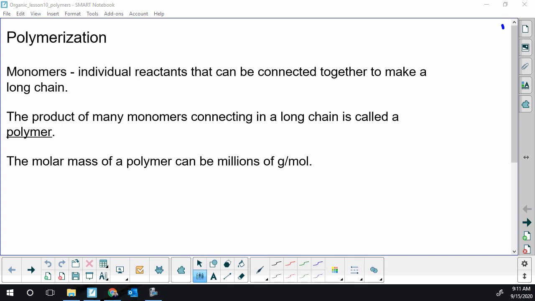So we really have to change our perspectives with this polymer lesson. It's not going to fit nicely into the other families in terms of drawing structures. These are going to be ginormous molecules. Okay? So polymerization, we have the word poly in front, it means many.